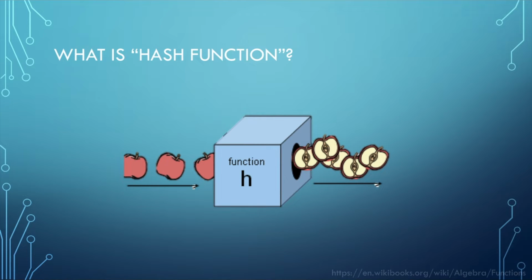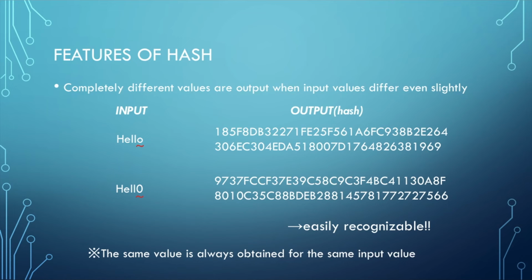It is also called hash for short. As the name of the function implies, it returns output for a given input value just like any other function. So, what is a characteristic of a hash function? Please take a look at this slide.